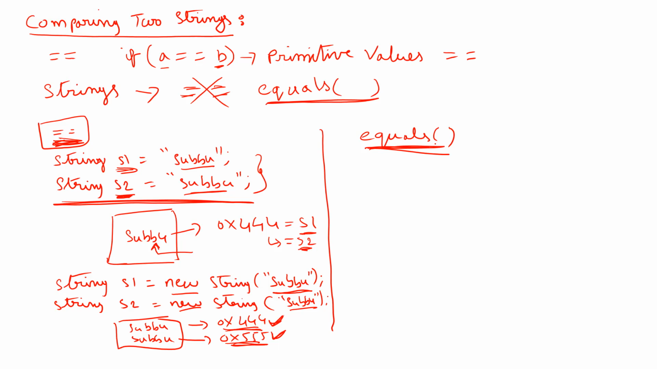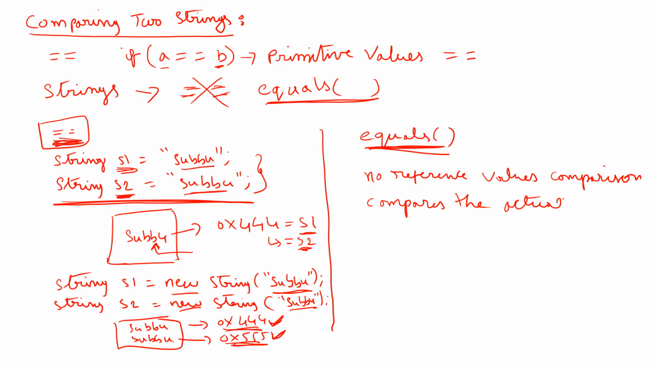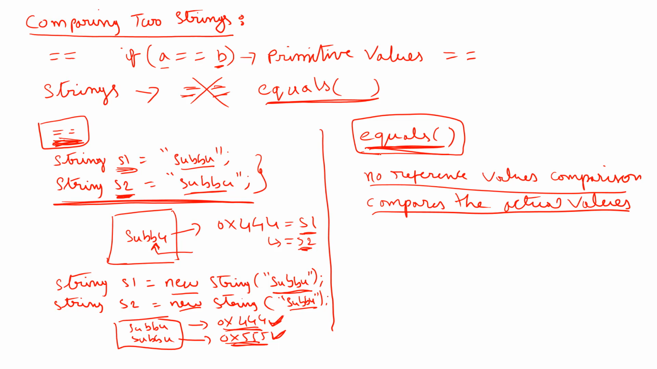So that is the reason we should not use the double equals to method. But the equals method compares the actual values. That means it won't compare the reference values. So no reference values comparison. It compares the actual values. So that is the reason for strings it is always recommended to use the equals method instead of the double equals to method. Let us see this one more time.